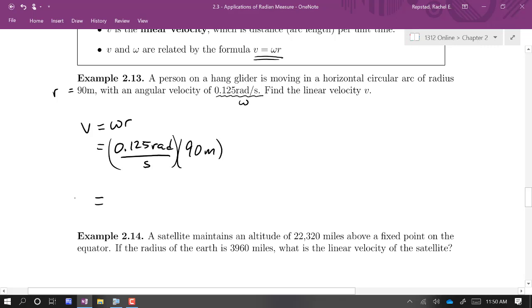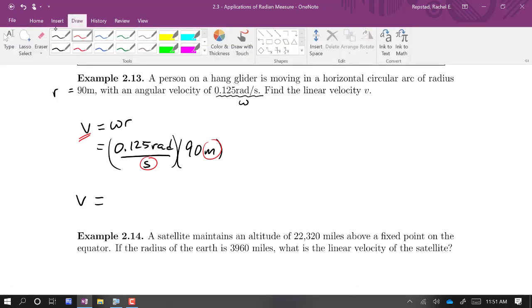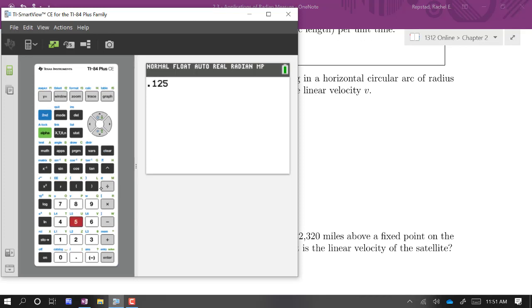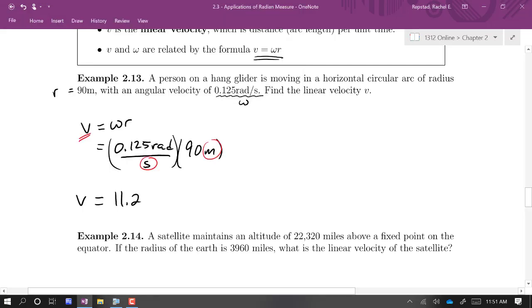Now we're going to perform this calculation. Let's think about the units for a second. We have radians, meters over seconds. Radians are dimensionless, so those units will disappear. And the result will be just meters per second, which makes sense because V is a linear velocity. So 0.125 times 90 is 11.25 meters per second.